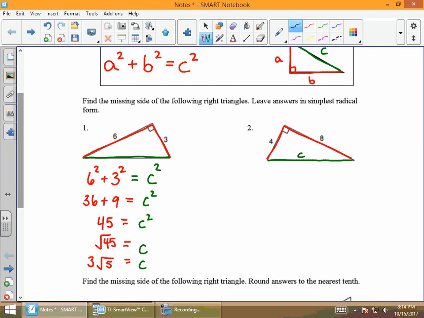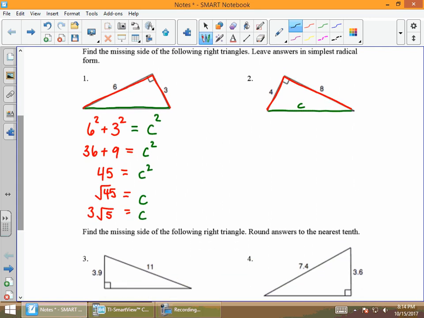So if I do my legs squared, 4 squared plus 8 squared has to equal c squared. 4 squared is 16, and 8 squared is 64. That's going to equal c squared. 64 and 16, that is 80. And then c is the square root of 80. And the square root of 80, that will simplify.